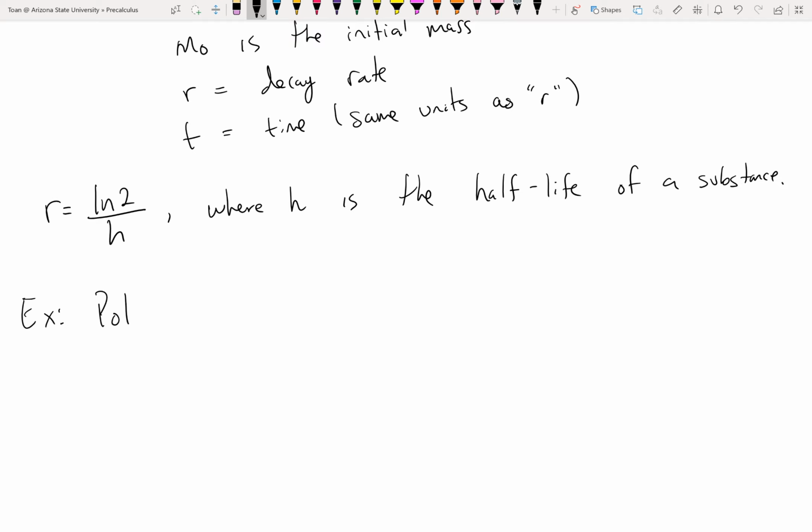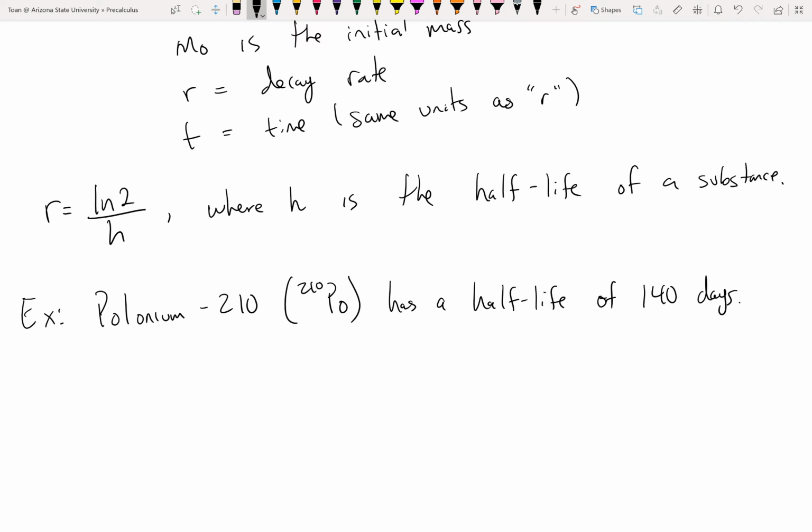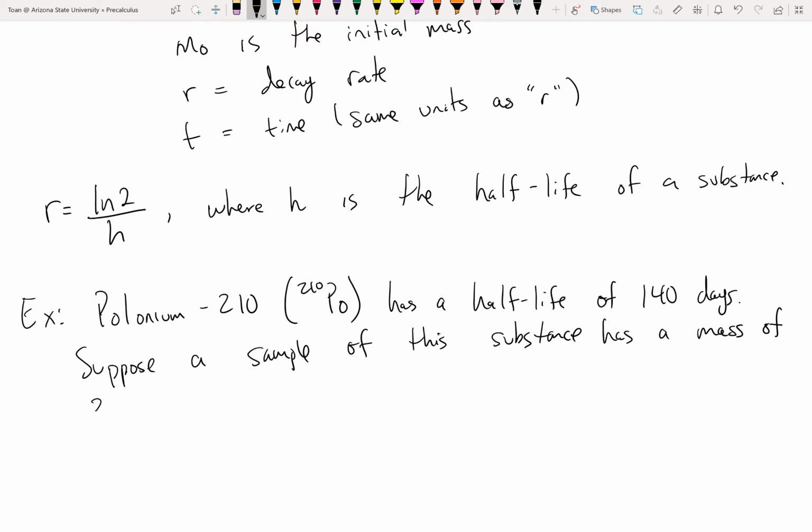Suppose polonium-210, that's 210Po in the chemistry symbol, has a half-life of 140 days. Suppose a sample of this substance has a mass of, let's say, 300 milligrams.